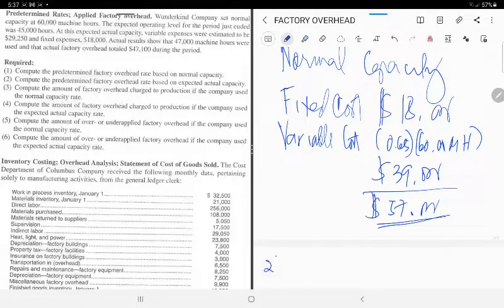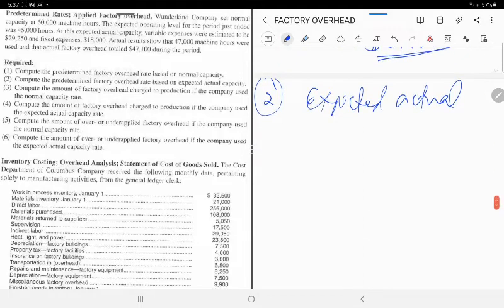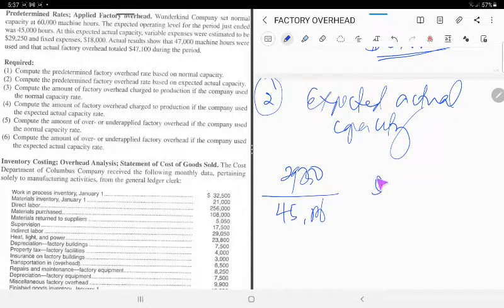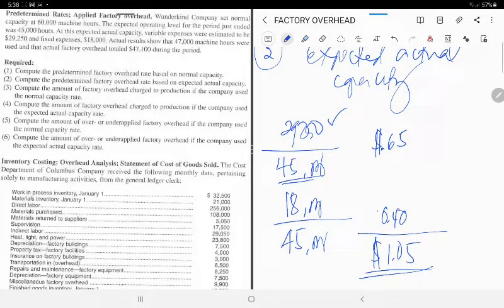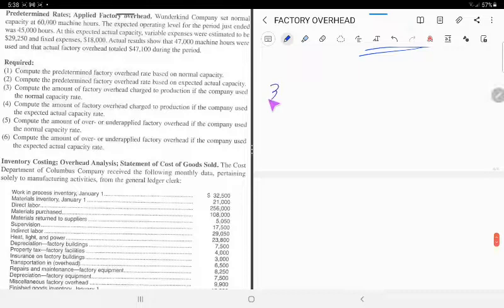Yan. Punta na tayo sa number 2. Anong basis sa number 2? Expected actual capacity. Madali na to. Kaya nyo na to. Ano na? O di yung 29,250. Ganun pa rin, di ba? 45,000. Okay? Tapos yung 18,000 mo, dahil expected actual capacity, ano pa sa inyo? 45,000. Babago lang yung sa fixed overhead. Kasi nga, yung costing na binigay sa atin, nagbase sa expected actual capacity. So, you have 0.4. Kaya ang total natin, 1.05. Yan.